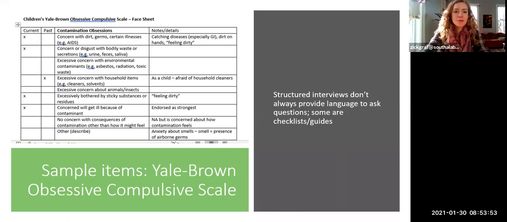This is just another example of how semi-structured interviews don't always provide as much structure as the SCID. This is an example of a checklist version of the Children's Yale-Brown Obsessive Compulsive Scale, which is used to assess and diagnose the severity of OCD. This is just a checklist that an administrator can go through and ask the patient about the different types of obsessions they might have. So just an example of a semi-structured interview that's less detailed, I guess, and less capable of just being read verbatim to a patient.